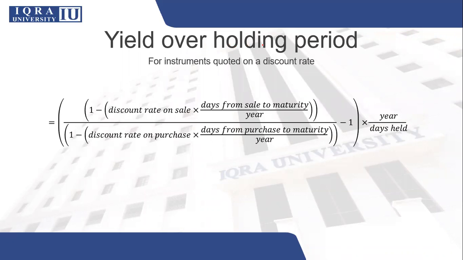Now, how do you calculate the yield over the holding period for instruments that are quoted on a discount rate? For that, you have this formula. It is very similar to the formula that you have used for yield calculation as well. The only difference is that you have replaced this by the discount rate instead of the interest rate, and most probably this is different. Over here you have minus.